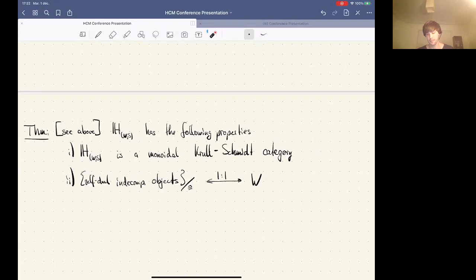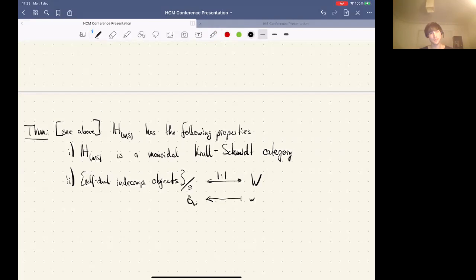And so since it's a Krull-Schmidt category, it's important to understand the indecomposable objects. And I've also mentioned that it's graded. So in order to not bother about which indecomposable in a grading family I pick out, I want to say here the self-dual indecomposable objects up to isomorphism. And these are in bijection with our Weyl group W in this setting. And I want to denote the self-dual indecomposable object up to iso corresponding to this W by B_W.